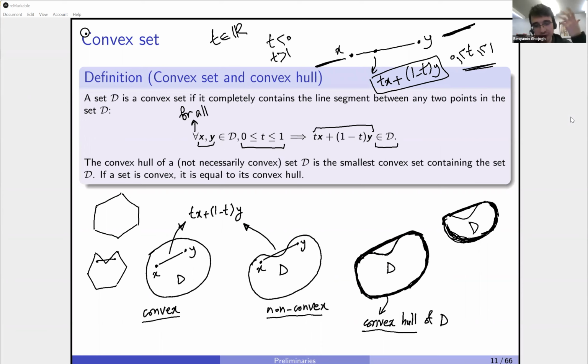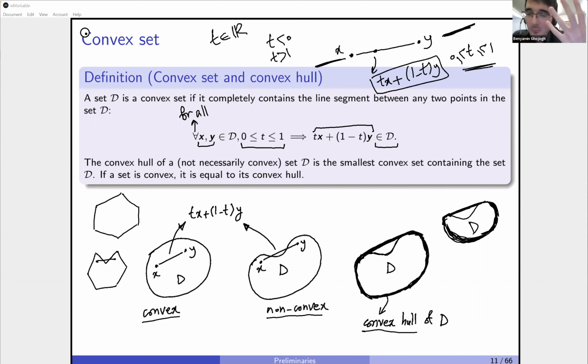Of course, if I ask you a question, assume you have a set which is convex. Can someone tell me what is the convex hull of that set? So you have a set which is already convex. What is the convex hull of that set? Anyone? Would that just be the set? Yes, exactly. Correct. So thank you.